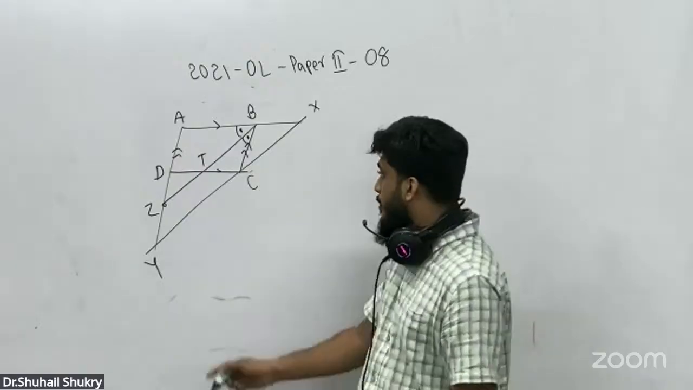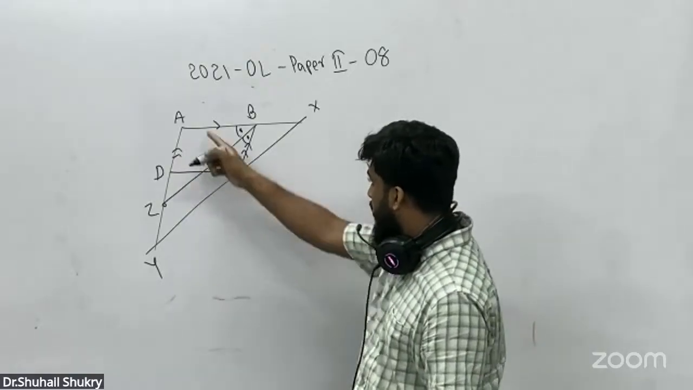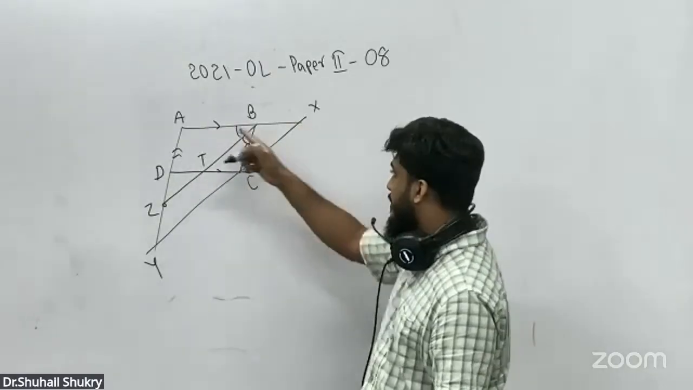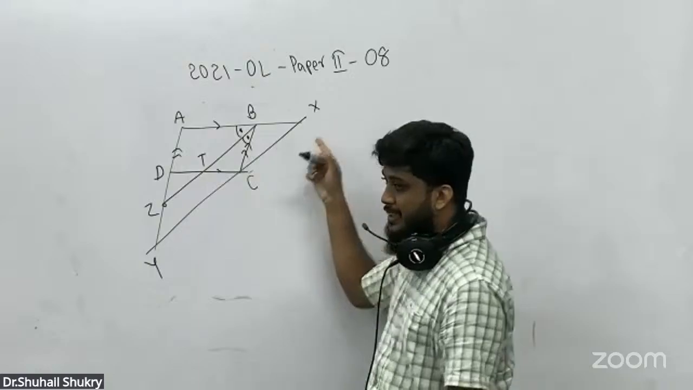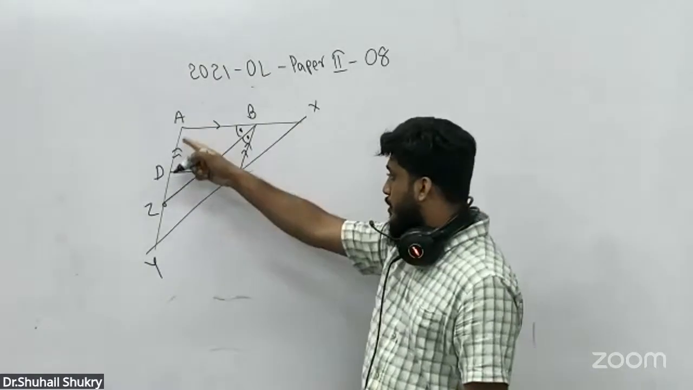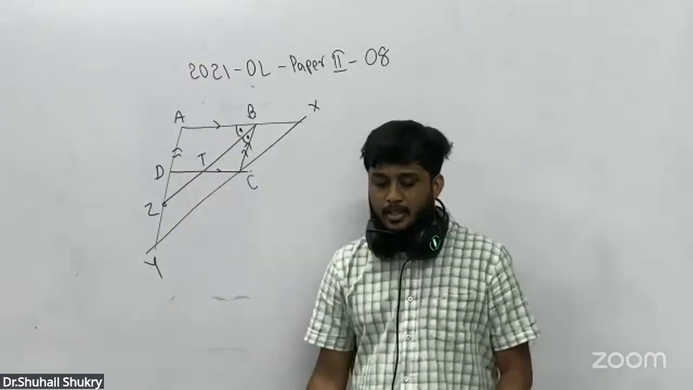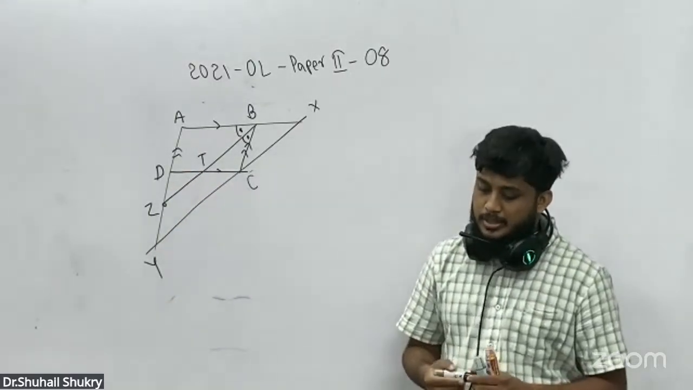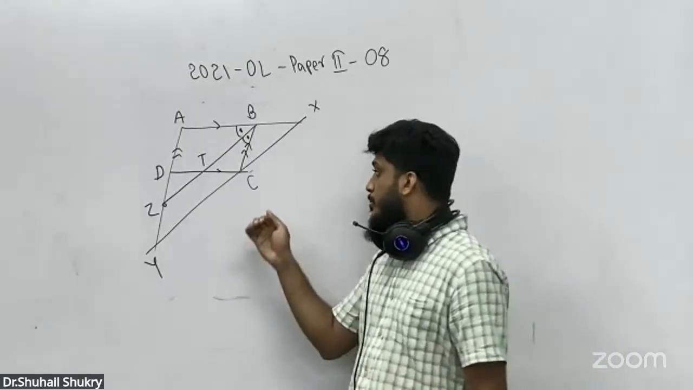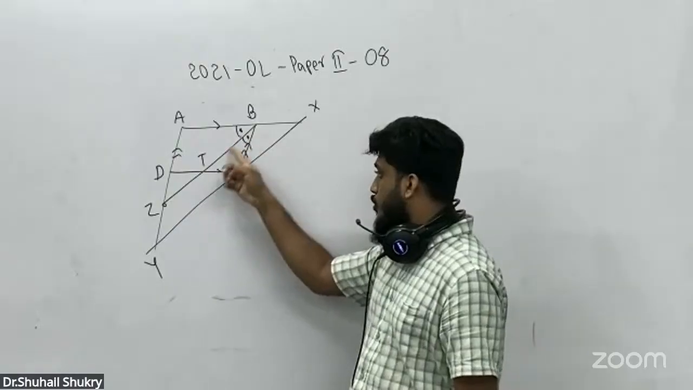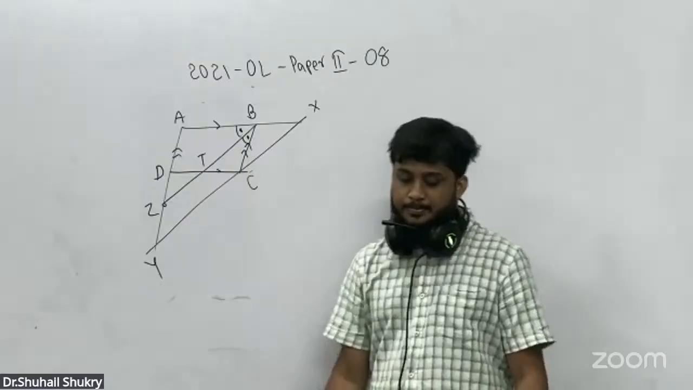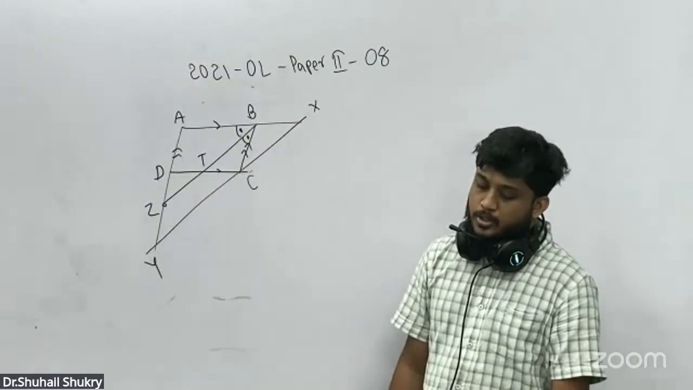It meets AB produced at X. AB produced at X means this point. AB produced means you are extending the line. And AD produced at Y. When you produce AD, it will meet at Y. These are only some words, don't panic about those things. Moreover, BT produced meets AY at Z. When you extend BT, it will meet this line AY at Z.